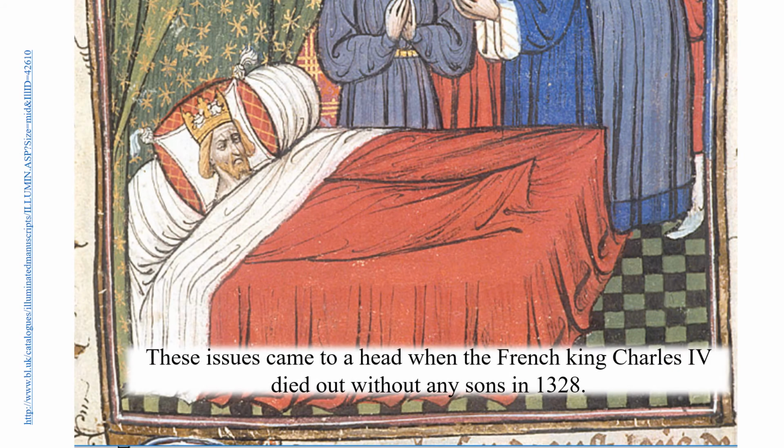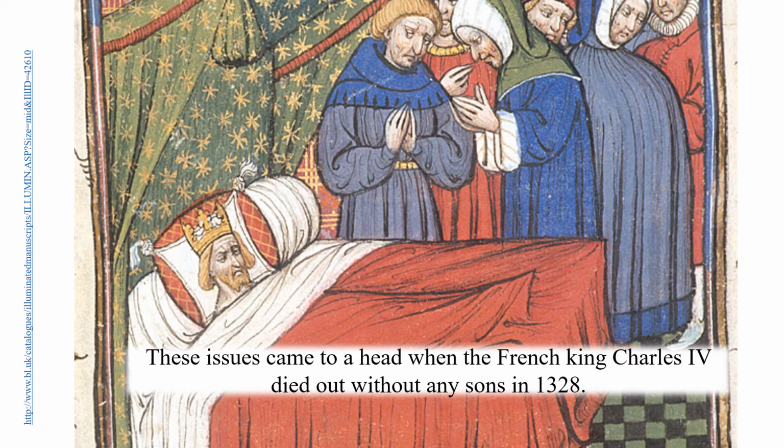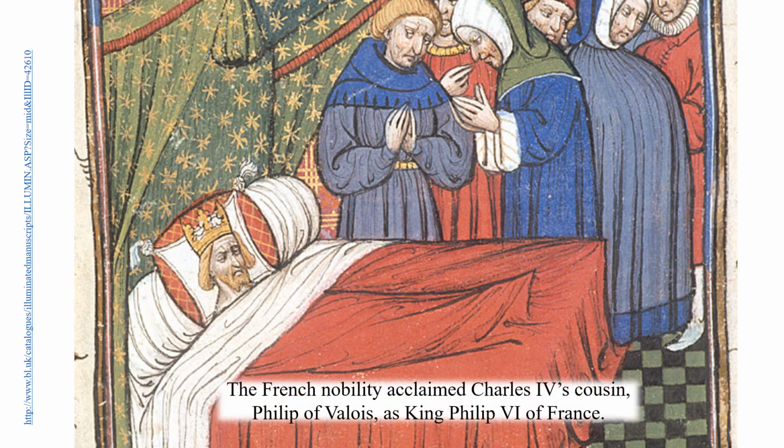Start of the 100 Years' War. These issues came to a head when the French king, Charles IV, died without any sons in 1328. The French nobility acclaimed Charles IV's cousin, Philip of Valois, as King Philip VI of France.